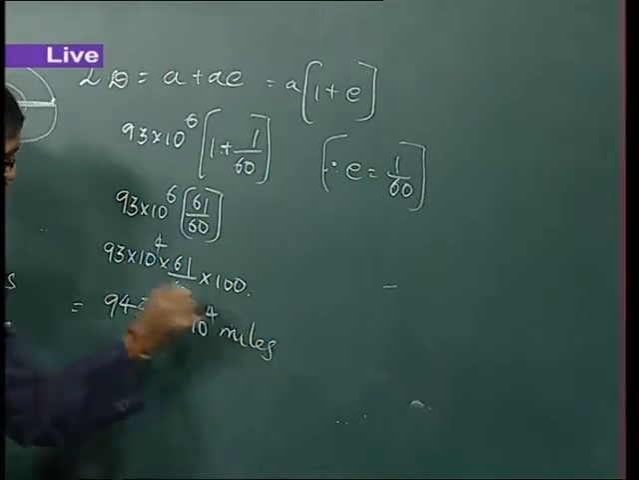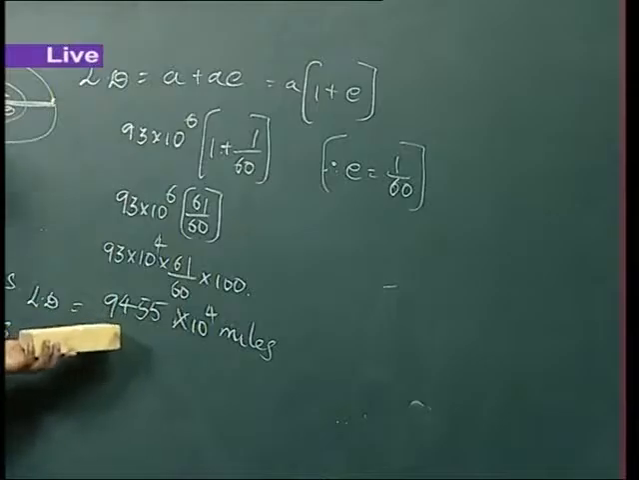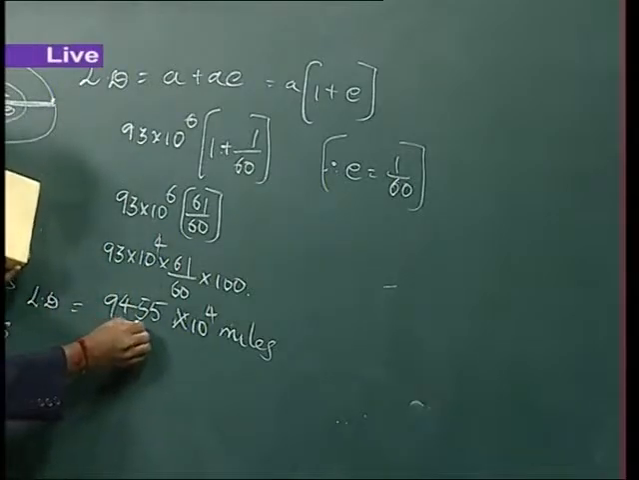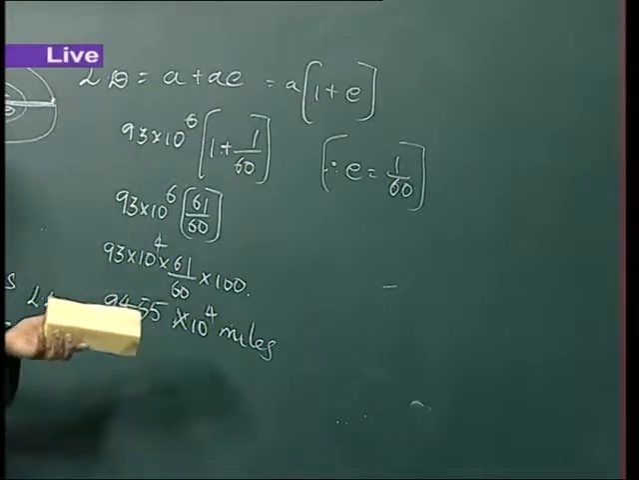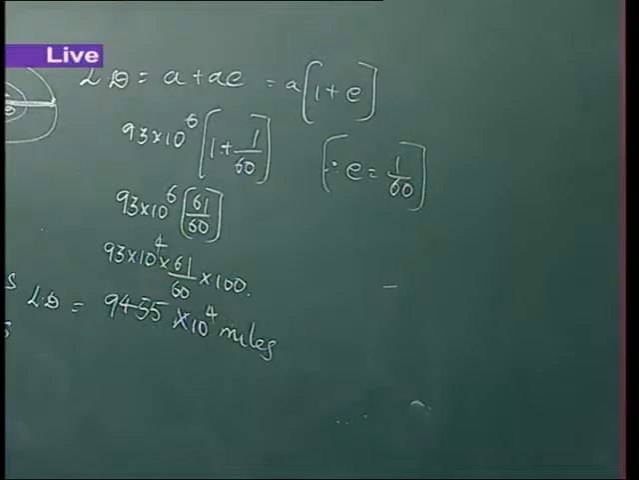It is the longest distance. Okay, friends, we get the value here, 9455 into 10 to the power of 4 miles. It is the longest distance between the Sun and Earth. Now we are going to find out the shortest distance.